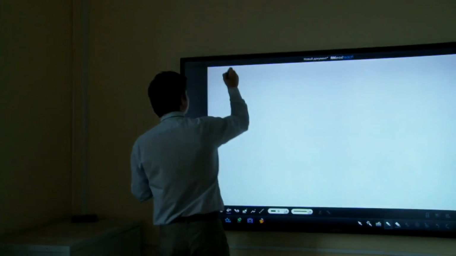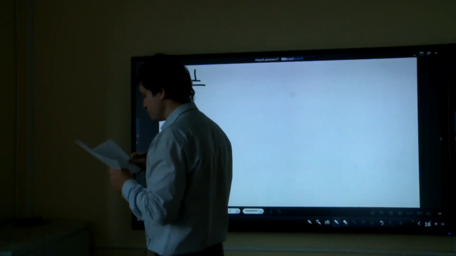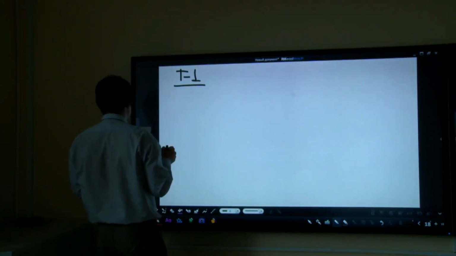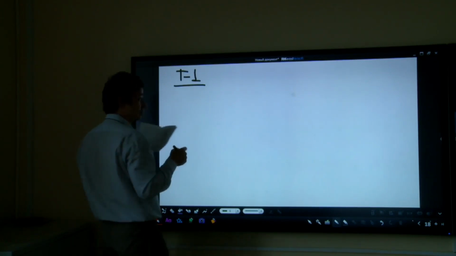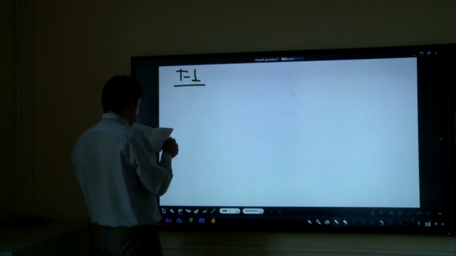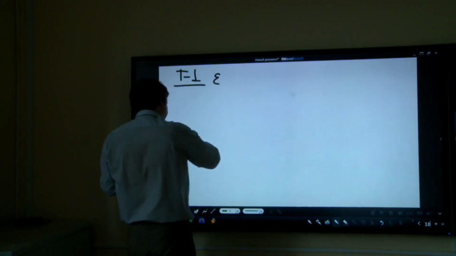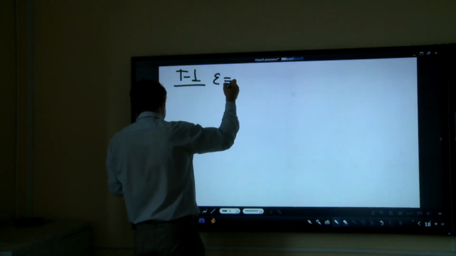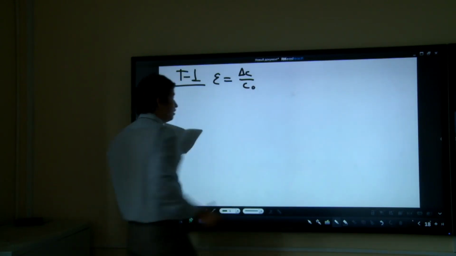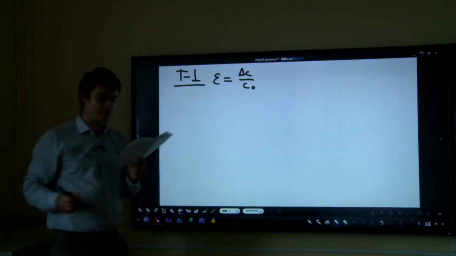T1. This equation is related to the speed of sound in gas. So I'm going to introduce the equation during the solution, but I will derive it during the next lecture. So here, without the derivation. We need to estimate the relative accuracy delta C over C0 for the measurement of the speed of sound in carbon dioxide.